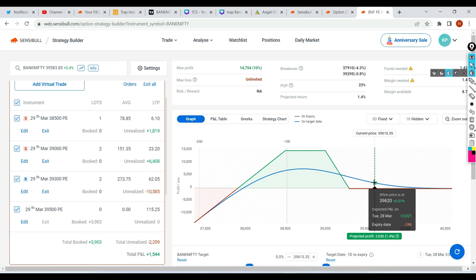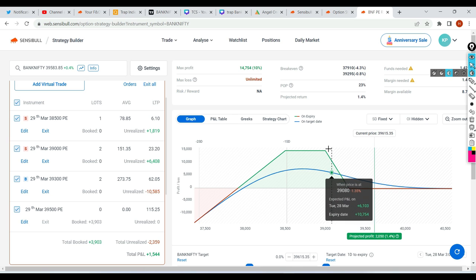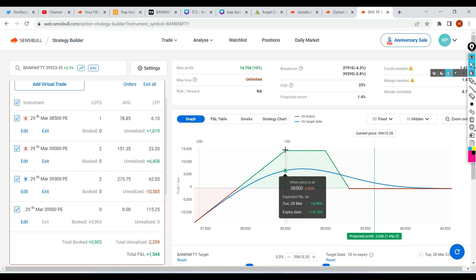Let's take the other way. Let's say the Bank Nifty makes a 1.5% downside move. I'll be getting 14,754. What did I say? From this sell position to this sold position, check the black box. Your maximum profit would be 14,754. And this is for tomorrow. Tomorrow is the expiry day. So now almost the market, we are at 3 p.m.